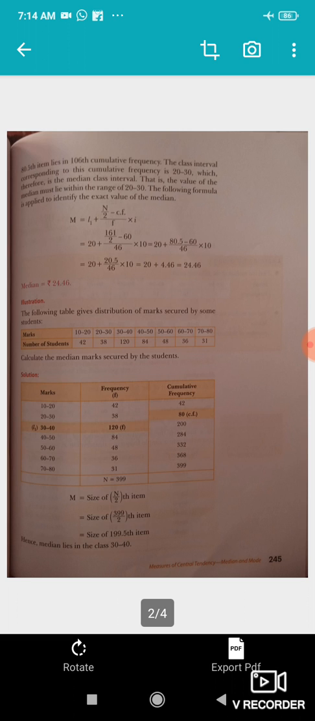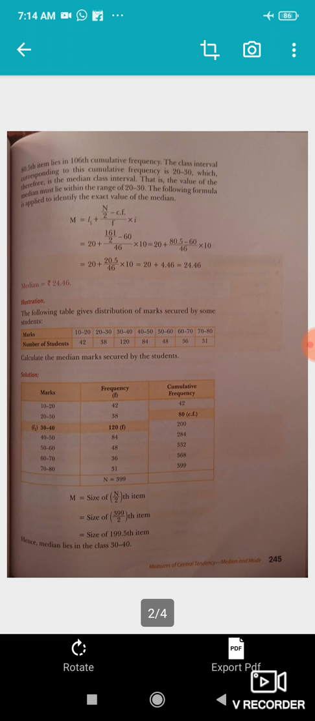Okay, now the following table gives the distribution of marks secured by some students. Marks are given and the number of students is given. We have to calculate the median marks secured by the students. Marks we'll copy down, frequency we'll write down, and we'll calculate cumulative frequency. Then we'll take out M. M is equal to size of n by 2th item.